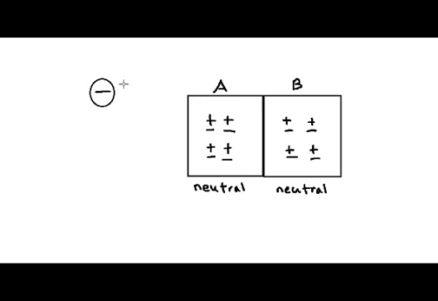Over here we have a negatively charged object. When we bring this negative ball close, it's going to induce the electrons in object A and B to move to the right, because the negatives do not like negatives. So the electrons move from here to over here. They're induced to move to get away from this negative.